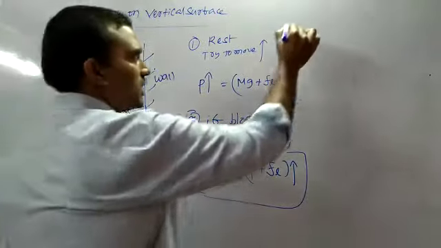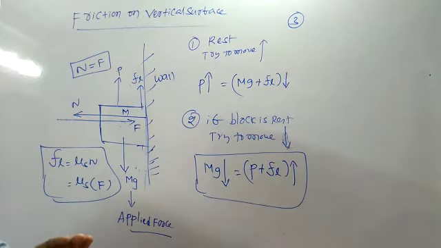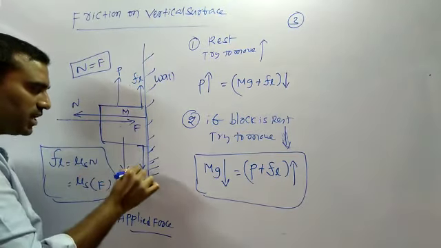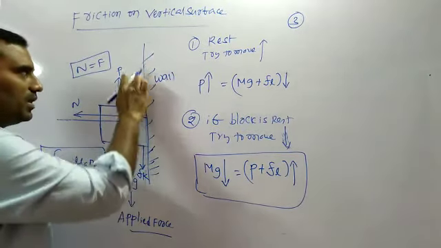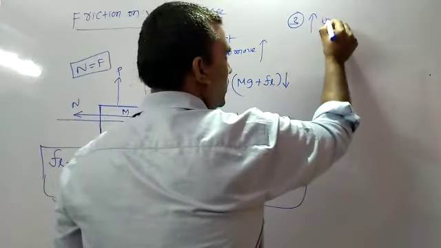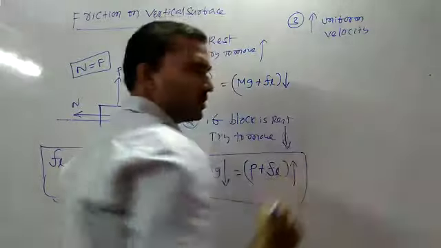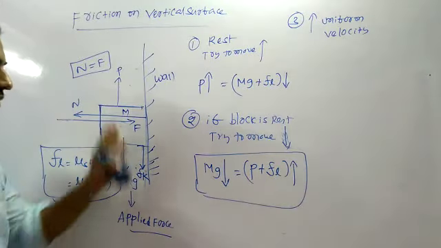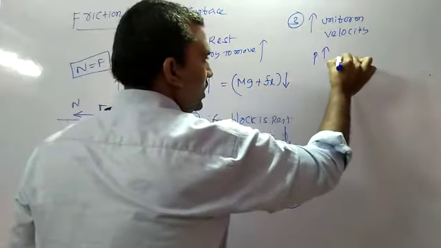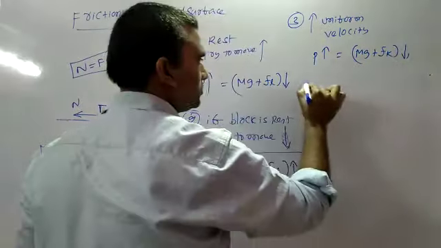Next, case 3. If the block is moving up with uniform velocity, meaning no acceleration, the block is in motion. Once the block is in motion, friction acts down. Now it is kinetic friction, not limiting friction. P acts up, and mg plus kinetic friction both act down.